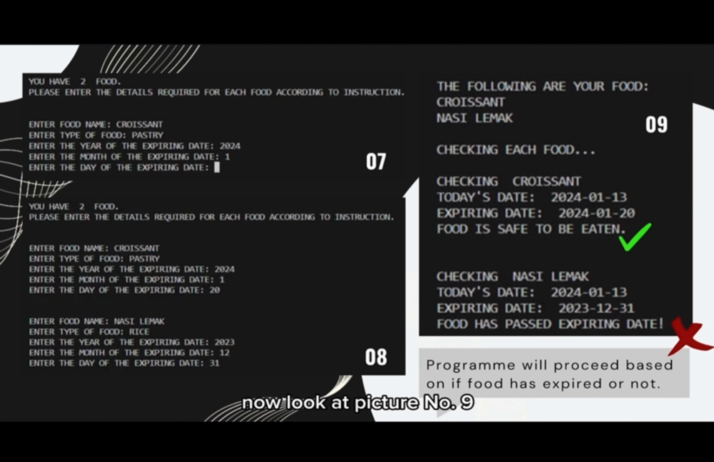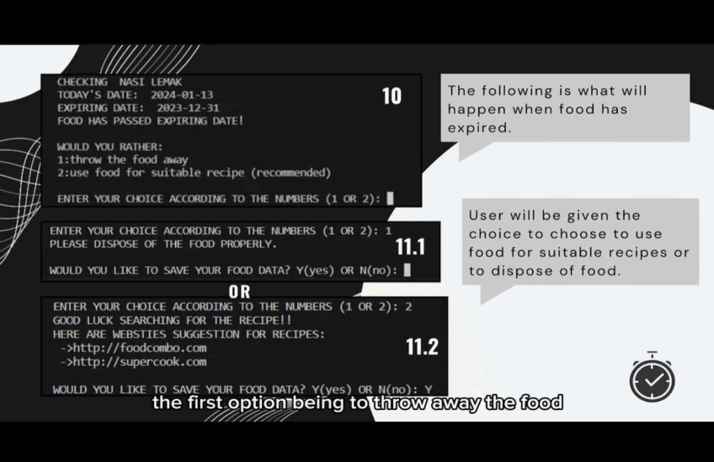Now, look at picture number 9. Now it checks each food. The first food is yet to be eaten because the expiring date is still further away, whereas for nasi lemak, it already expired. So now when food has expired, the users are left with 2 options. The first option being to throw away the food, or the second option being to use a suitable recipe for the food. Depending on the user's choice, this will affect what will happen later when the user decides to save data and refer to it later.